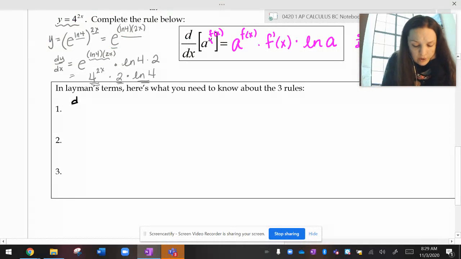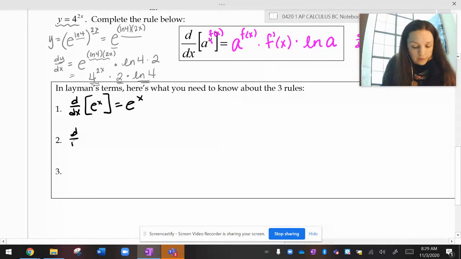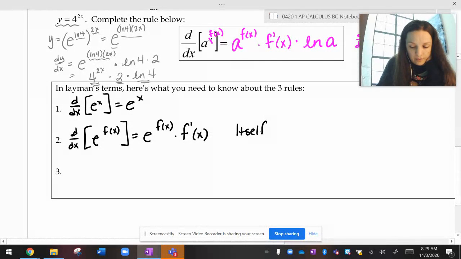You need to know that the derivative of e to the x is e to the x. Okay? The derivative of e to the x is itself. That comes up a lot. The derivative of e to the f of x is e to the f of x times f prime of x, itself times the derivative of the exponent.